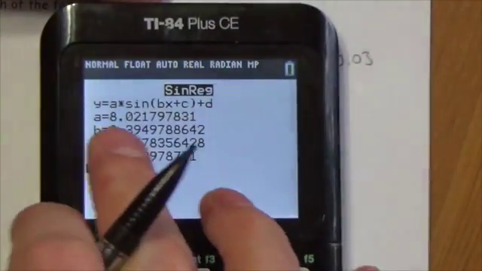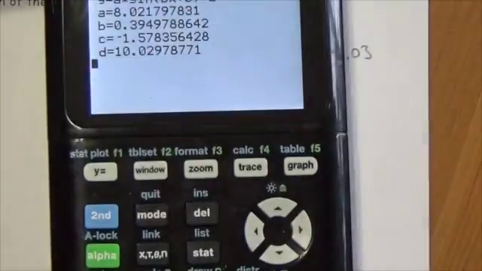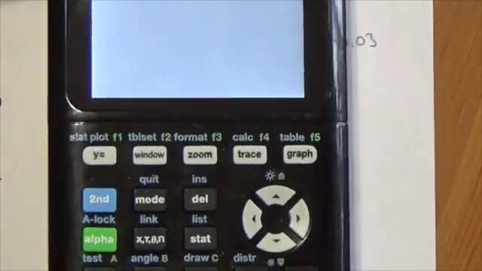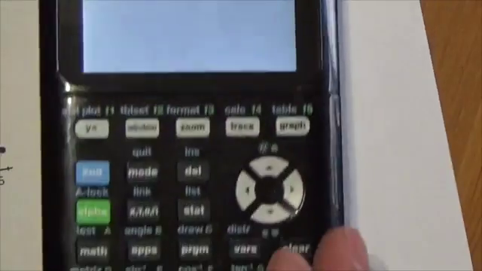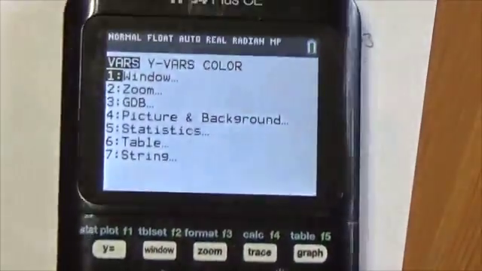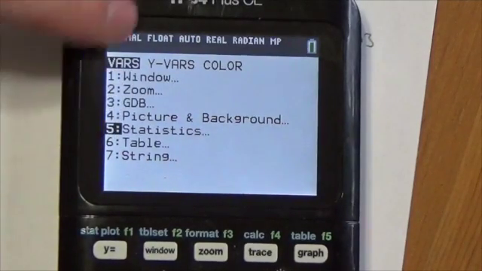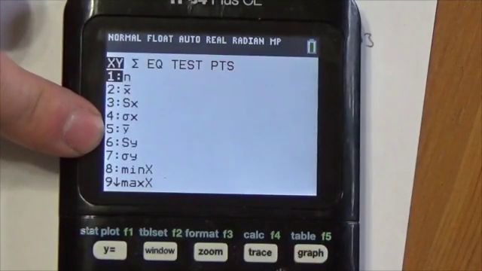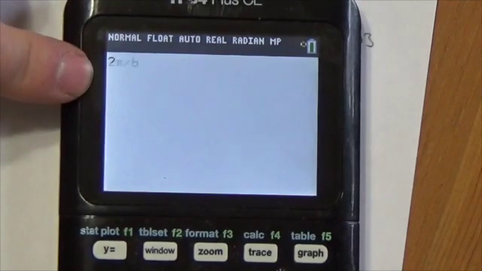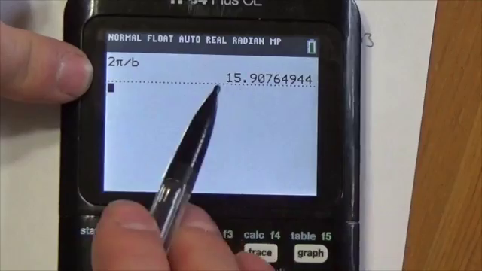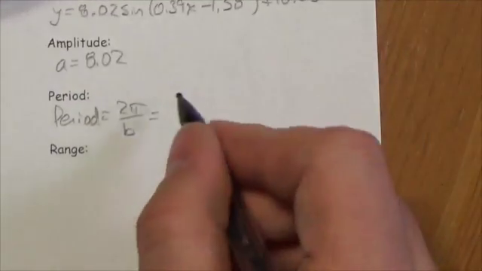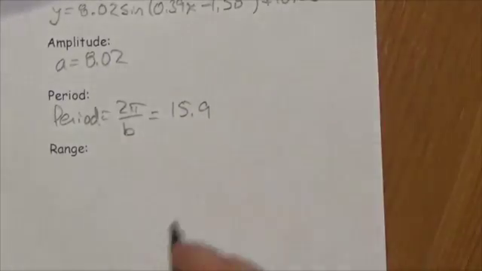Okay, well there's my b value right there. So 2 pi divided by b. I can get b by pressing vars. To get into that stats menu right here, we'll go to stats, over to EQ, and we're going to grab b. So 2 pi over b, and to the nearest hundredth, my answer is going to be 15.91. So my period is 15.91.